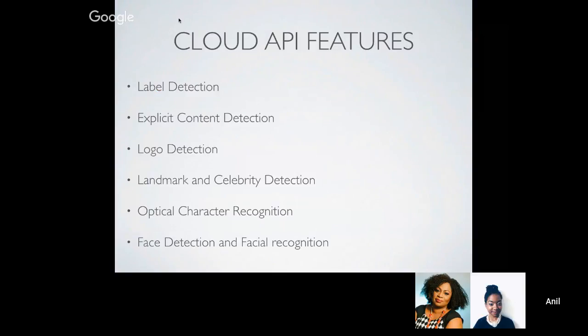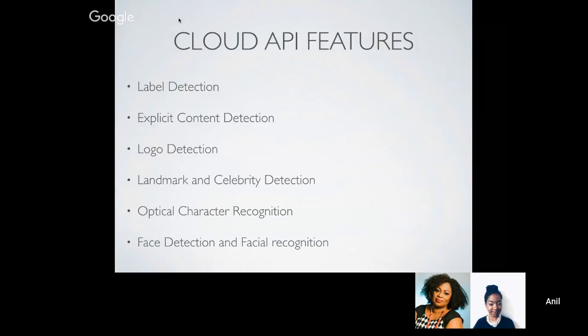So what would the cloud API provide you? Well, they provide high level APIs for things like label detection to give you information about what is in the image. A lot of them do explicit content detection. So, for example, if you run a service that relies on scanning uploaded images to ensure that you don't have explicit content, they provide APIs for that.